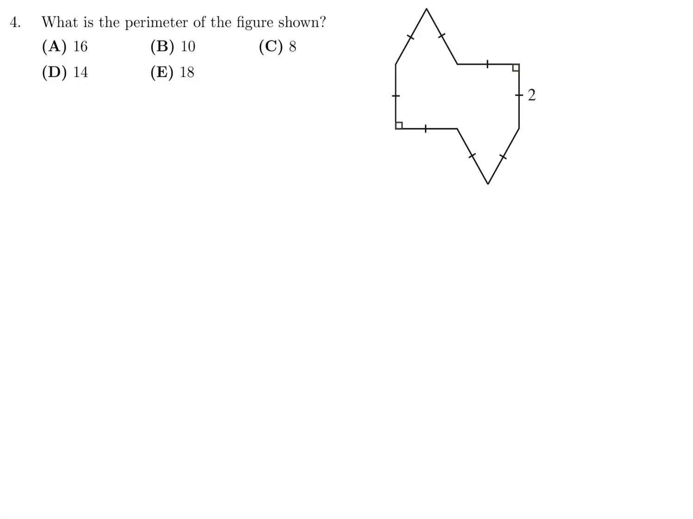What is the perimeter of the figure shown? These little symbols mean that those sides are all the same length, and they've given you that one of those sides is equal to 2. So therefore all of those sides are equal to 2. Now how many of those sides do we have? 1, 2, 3, 4, 5, 6, 7, 8. 8 of them. So my total perimeter will be 8 times 2, which is 16. And therefore number 4, the answer is A.